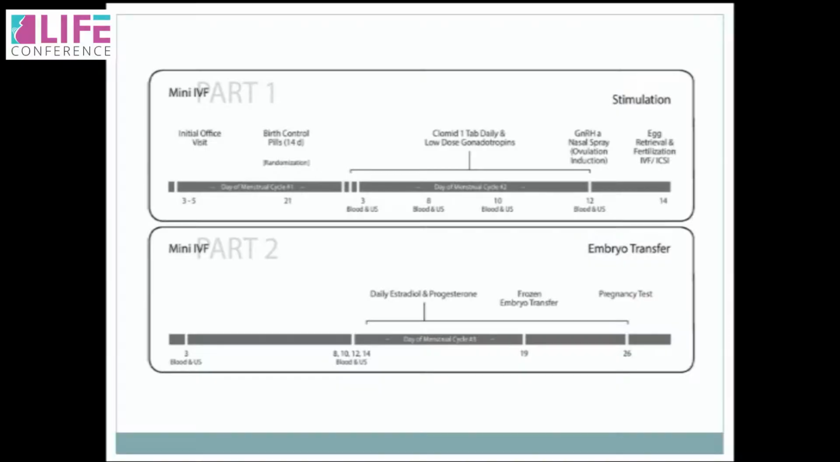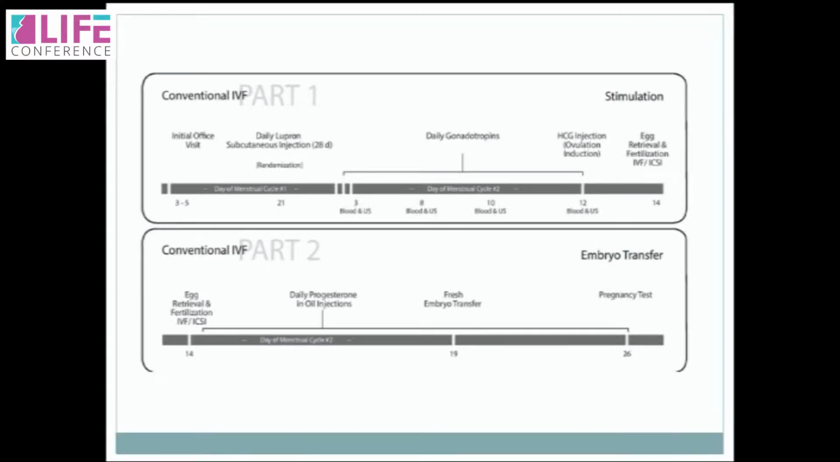Then when they had 17 or 18 millimeter follicles, they went on with triggering with a GnRH analog with nasal spray, and then went on to collect the eggs. They did a frozen transfer after that. It wasn't fresh; they froze the embryos and then did the frozen transfer. Whereas for the conventional IVF, they took a regular long cycle, starting with daily Lupron or daily GnRH agonist, adding to that the gonadotropin, so that was a standard long protocol, collecting the eggs and then doing a fresh transfer.